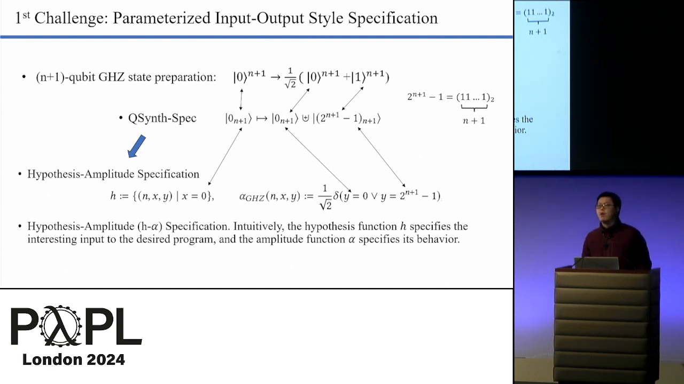In this example, since we always prepare the GHZ state from the all-zero state, the hypothesis here suggests that the input state x will always be 0. And the second part is the amplitude function, which suggests that if the input state is x, what will be the probability for the result state to be y. With these two, this amplitude function, alpha, is exactly intuitive, since we are used to specifying the desired output of the target program.